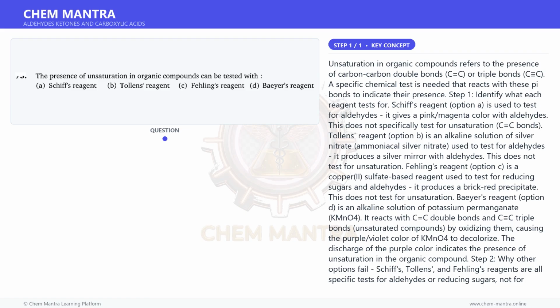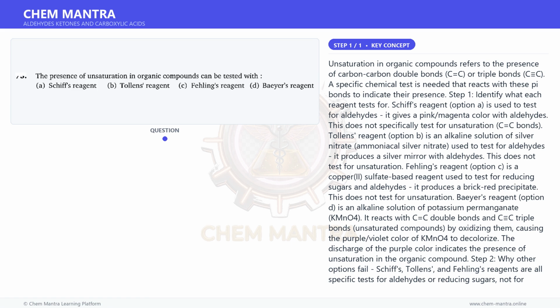Tollens reagent, option B, is an alkaline solution of silver nitrate, ammoniacal silver nitrate, used to test for aldehydes. It produces a silver mirror with aldehydes. This does not test for unsaturation.